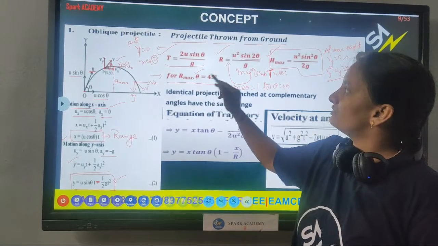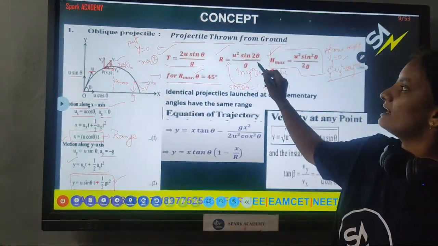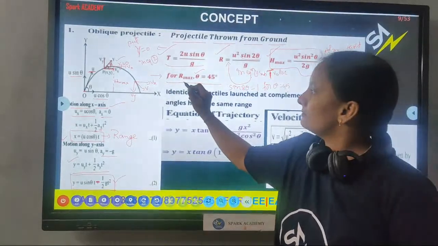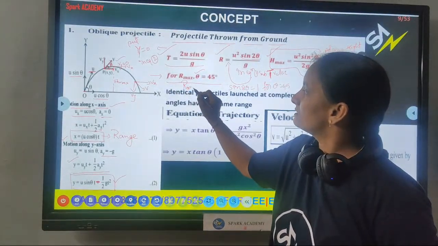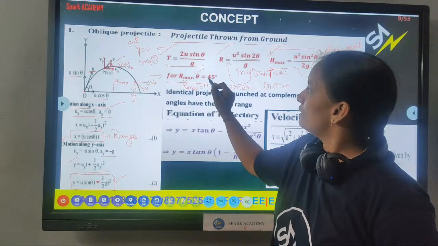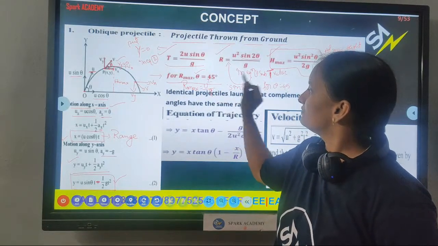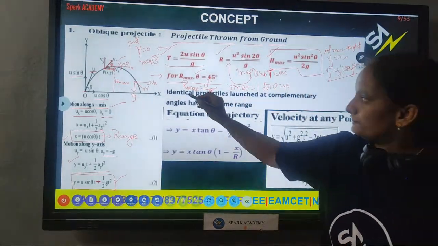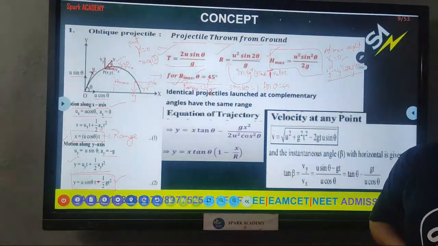What is that range? Substitute sin 2 theta as 1. Then the maximum range is equal to u square by g. That is the maximum range.